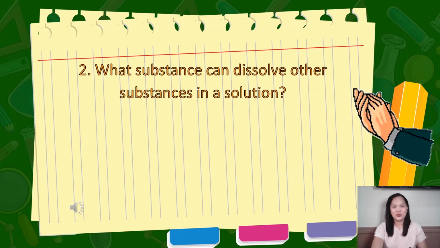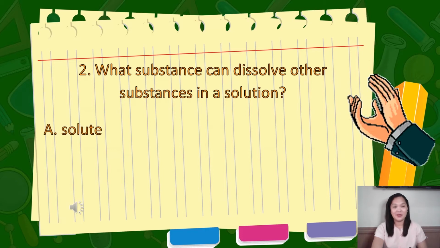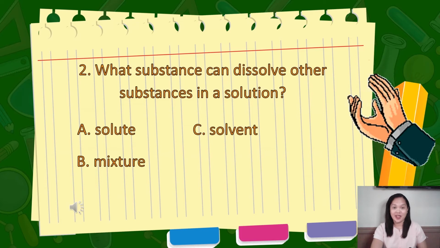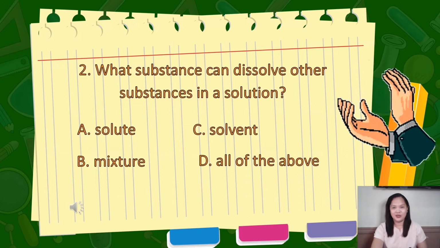Number 2. What substance can dissolve other substances in a solution? Is it A. Solute, B. Mixture, C. Solvent, D. All of the above? The answer? Letter C. Solvent.